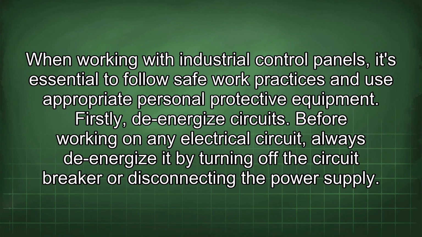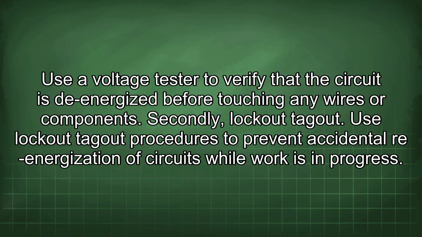When working with industrial control panels, it's essential to follow safe work practices and use appropriate personal protective equipment. Firstly, de-energize circuits. Before working on any electrical circuit, always de-energize it by turning off the circuit breaker or disconnecting the power supply. Use a voltage tester to verify that the circuit is de-energized before touching any wires or components.